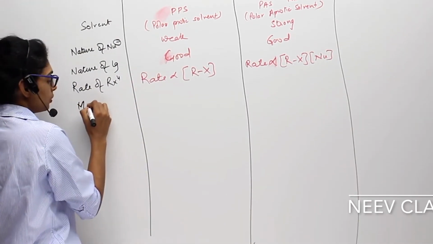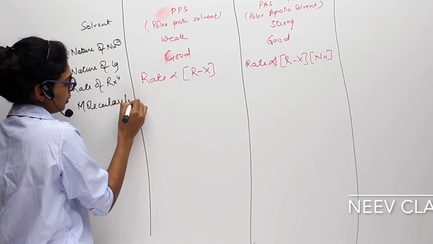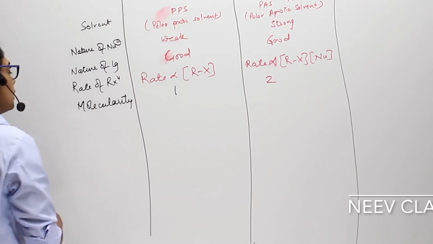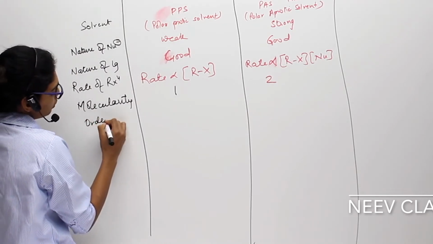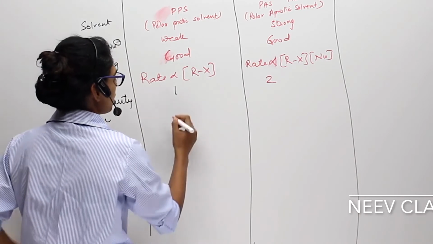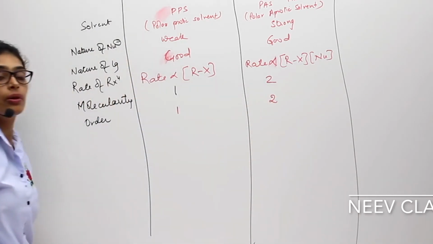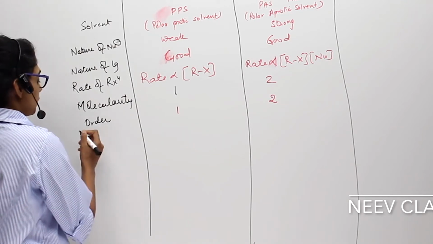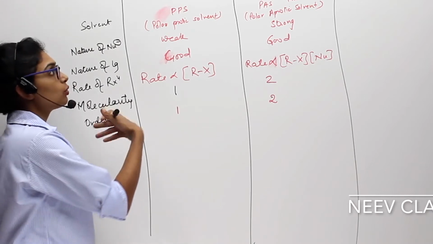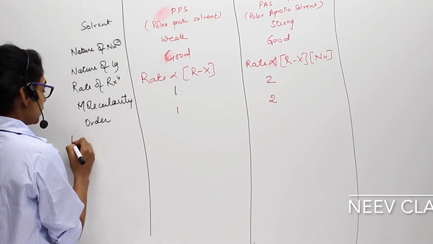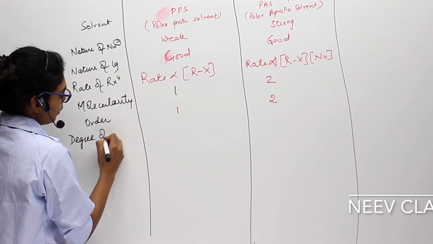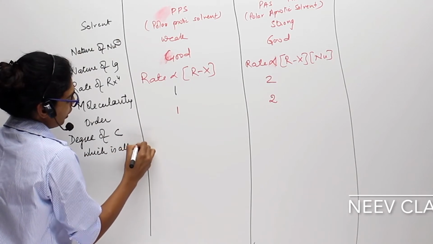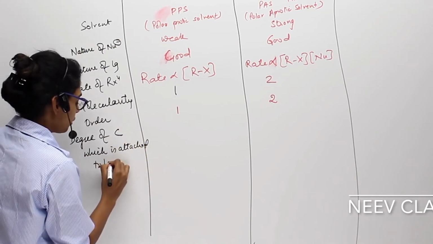Molecularity of the reaction. This is 1 and this is 2. Next is order of reaction. This is again 1 and this is 2. And when it comes to what degree of carbon it should be when we have to go towards SN1 or SN2, degree of carbon which is attached to leaving group.